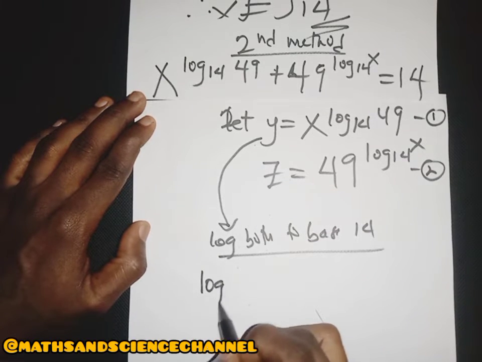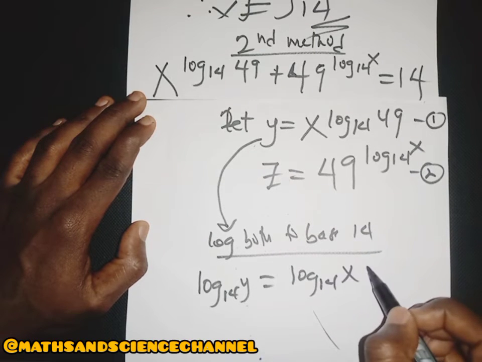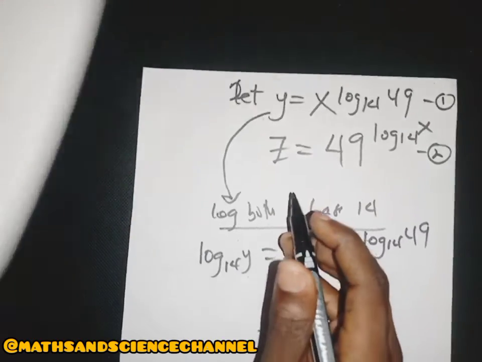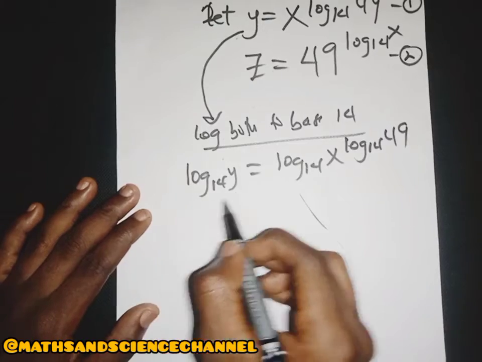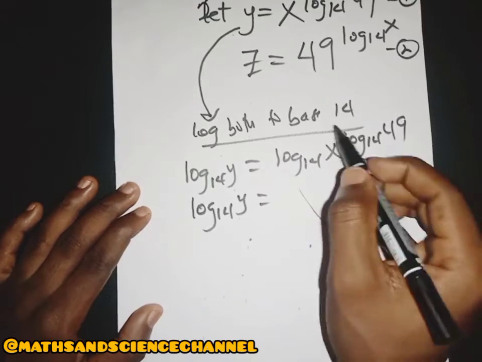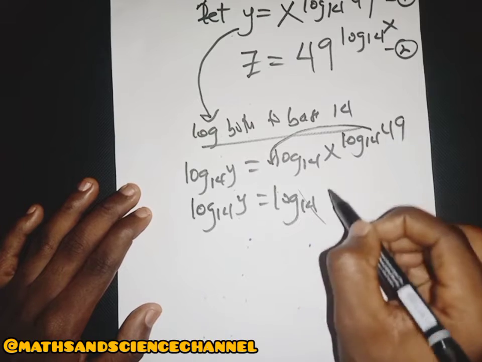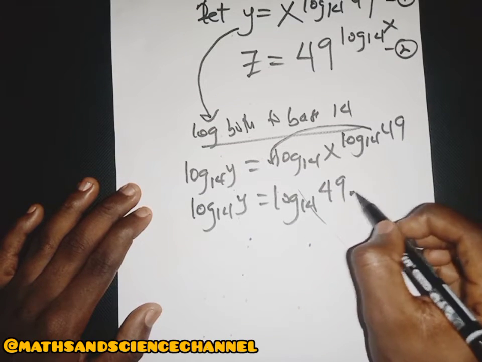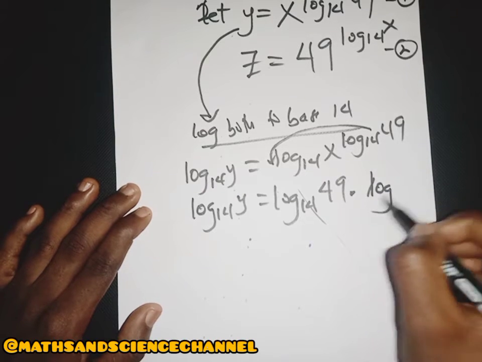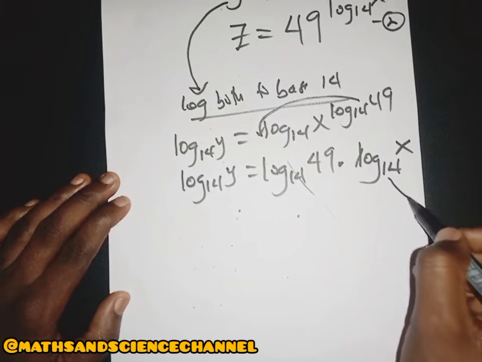So log base 14 of y is equal to log base 14 of x to the power log base 14 of 49. Now from here we can write this as: we move the power to the front, then we have log base 14 of 49 multiplied by what we are left with, which is just log base 14 of x. Let's call this equation 3.